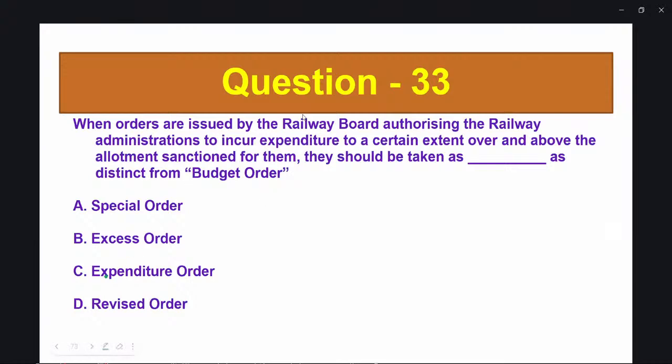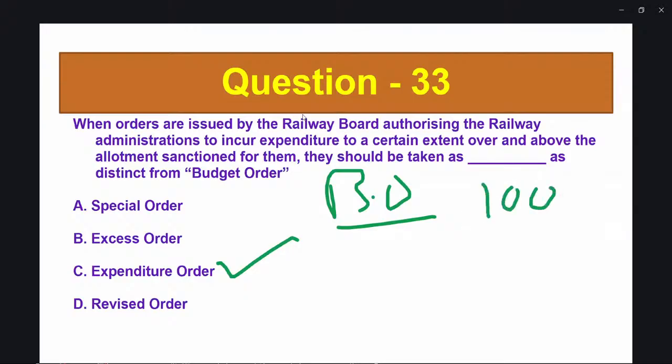Yeah, please stop. This is the expenditure order. What is budget order? This is nothing but it is supported by the grant passed by the Parliament. So budget order is 100 rupees. So if the Railway Board authorizes the GM South Central Railway, you can spend 110 rupees. This is called expenditure order.